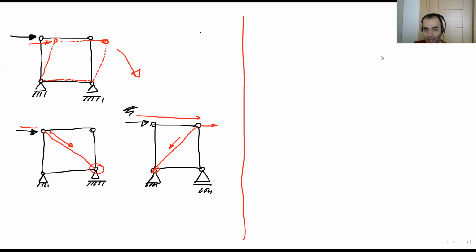Other, Hocam, can I ask something? Yes, please. What if this was a square? Would we still need a triangle? For a square, yes. We always need triangles to have a stable system.